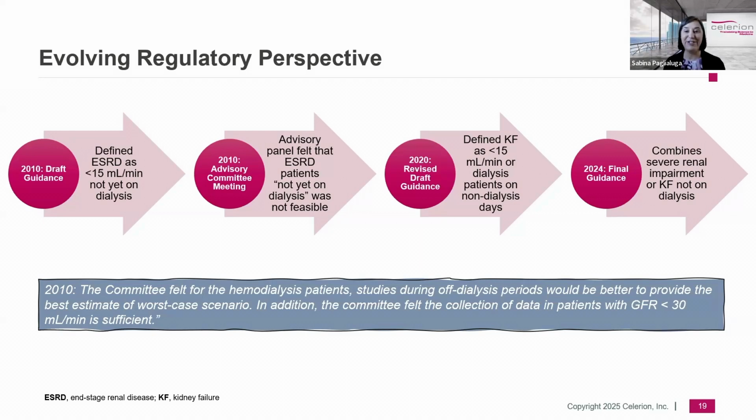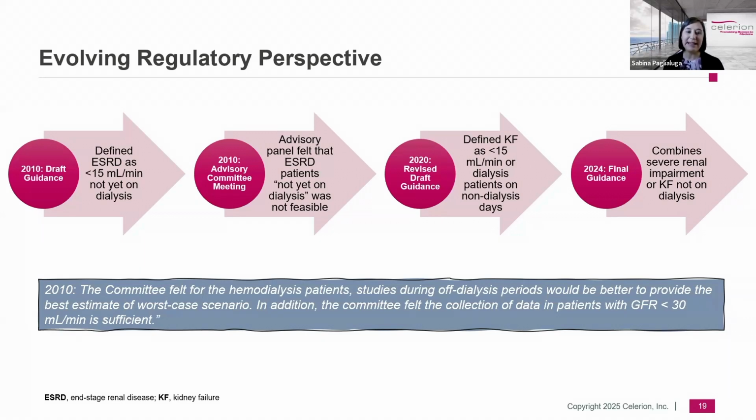The FDA has issued draft guidance and more recently final guidance on how to conduct these renal impairment PK studies. And there's been some considerable changes to these drafts based on stakeholder feedback, really related to the worst case scenario. The draft guidance in 2010 defines the worst case scenario as end-stage renal disease patients not yet on dialysis. Now, at the same time, an advisory committee met and felt that this group of patients not yet on dialysis was not going to be feasible.